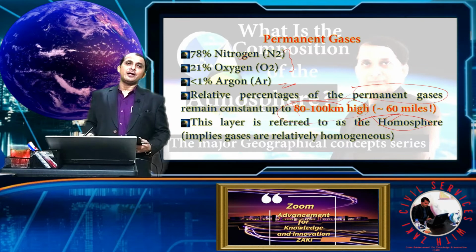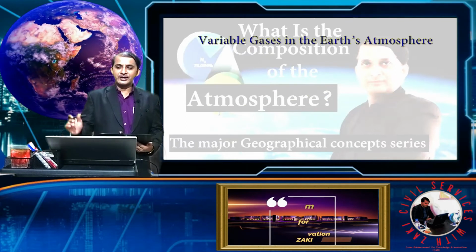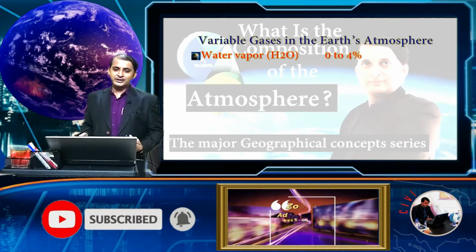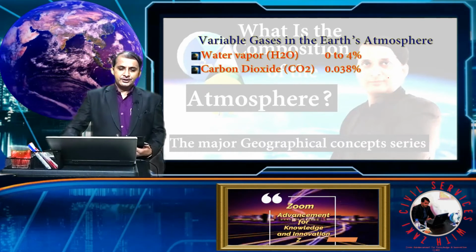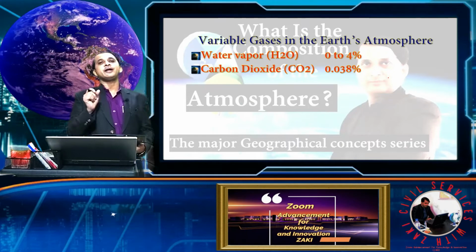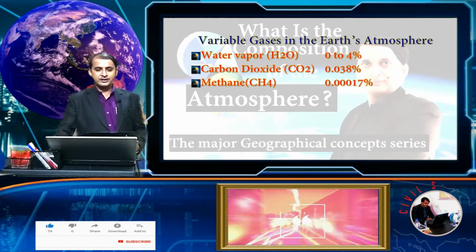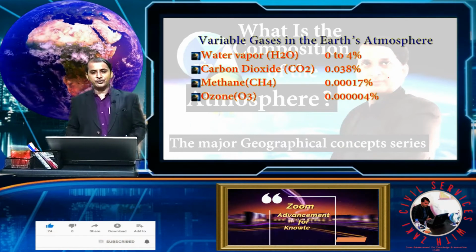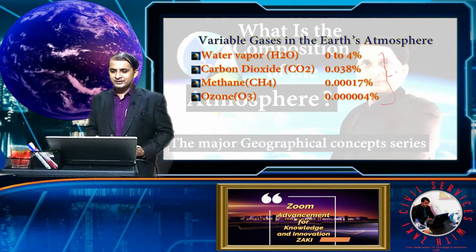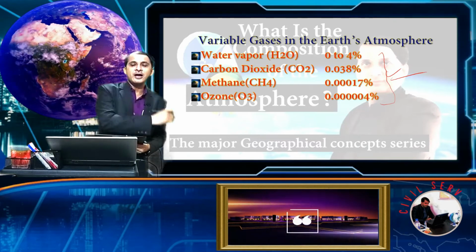Now we move forward and see the very significant variable gases in the Earth's atmosphere, near the surface. Water vapor is 0 to 4%, carbon dioxide is 0.038% or 380 ppm, methane is 0.00017%, and ozone is 0.00004%. So these are the four major variable gases present in the atmosphere.